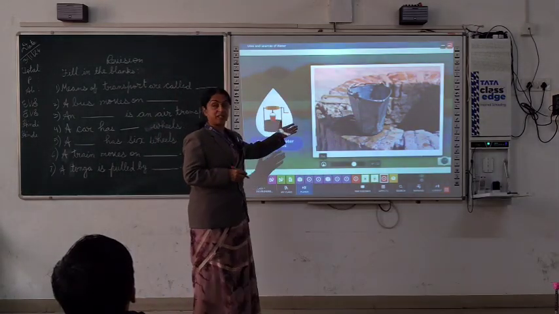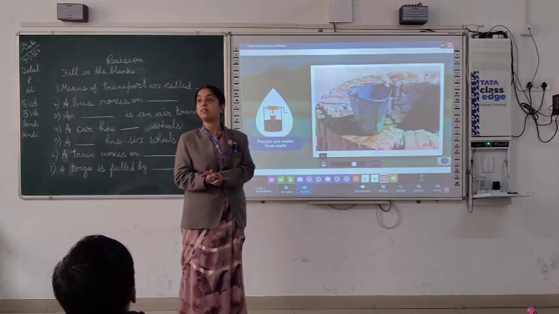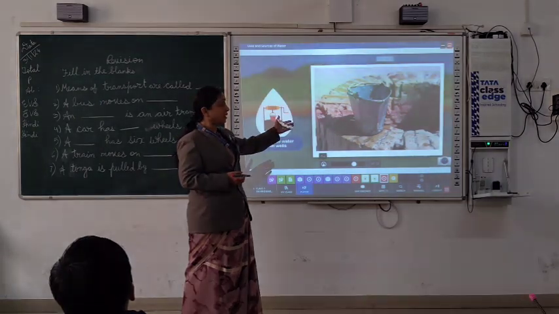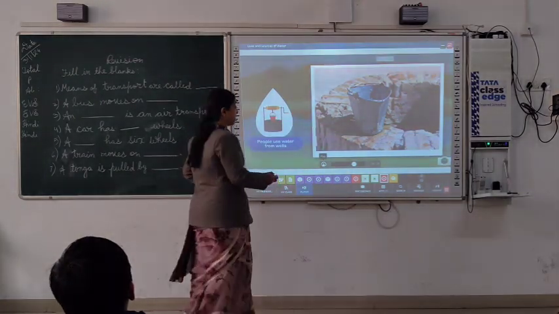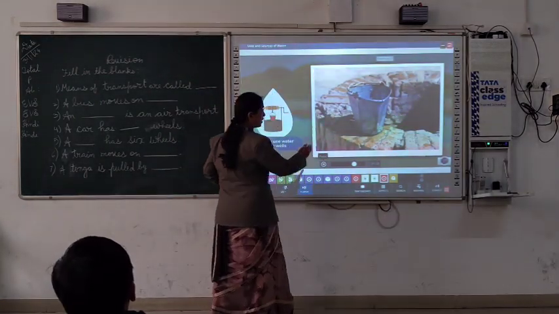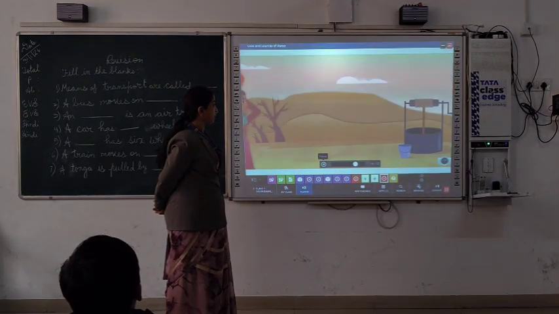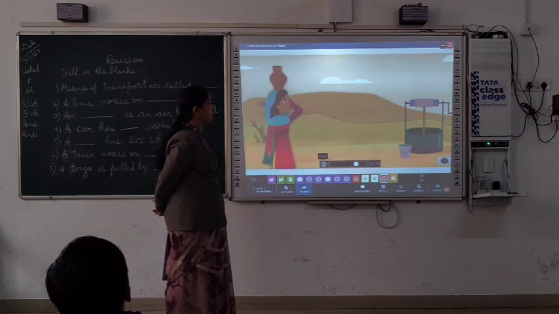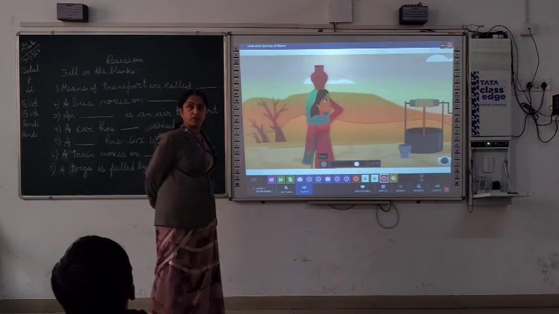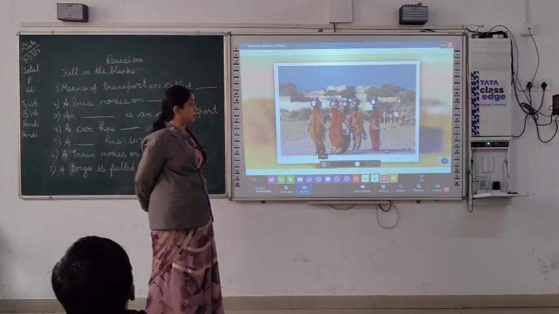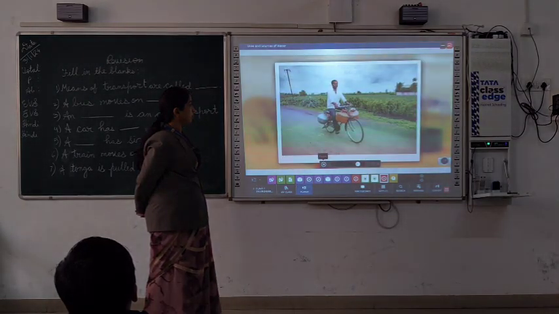But in some places they don't have public taps. So what are they doing? They are digging wells and they are using underground water. In this picture, people have to walk very long distances to get water for their daily needs. We cannot live without water. Hence, people go through so much trouble for getting water in some places.